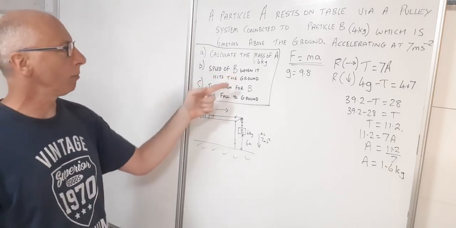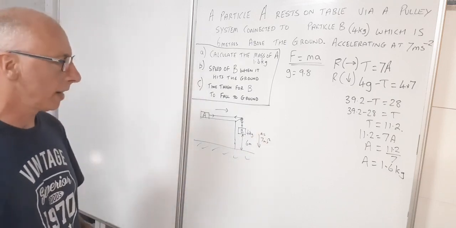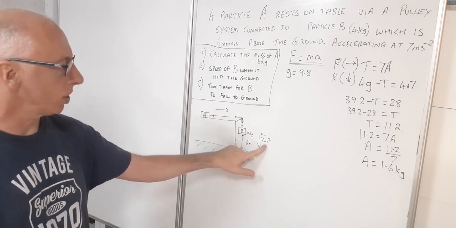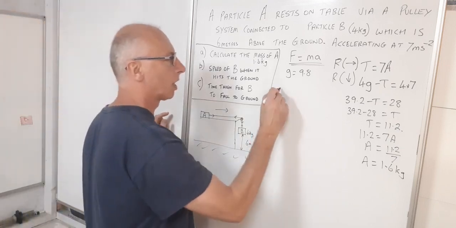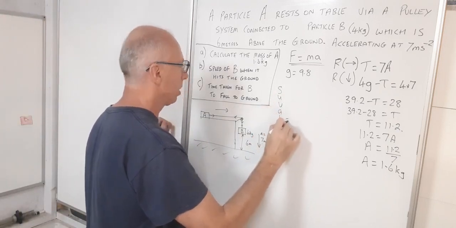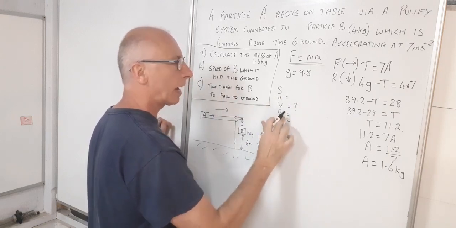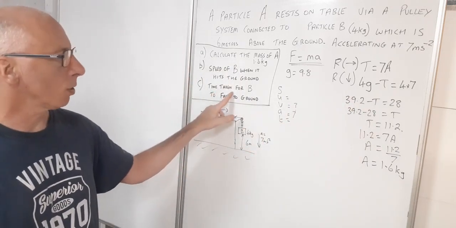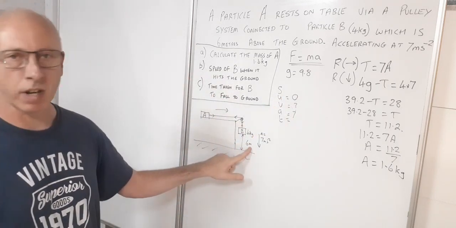Now what we want to know is the speed of B when it hits the ground. It's accelerating down at 7 meters per second squared, and we know it travels 6 meters. So we've got the distance and the acceleration, and we need the speed. This is going to be a SUVAT question. If I put the values I know in SUVAT, we want the velocity, acceleration we know is 7, time we're going to come to in a moment, our initial velocity is 0 because it starts from stationary, and the distance travelled is 6.